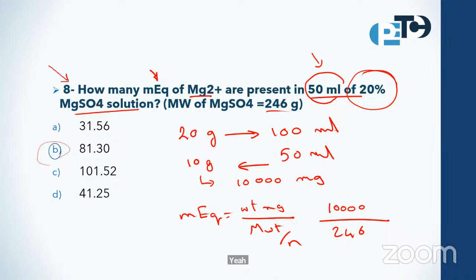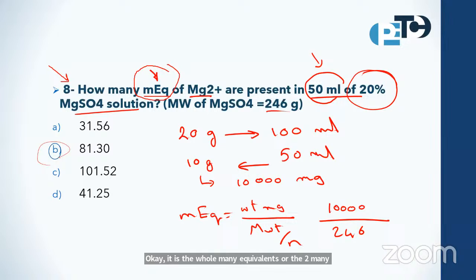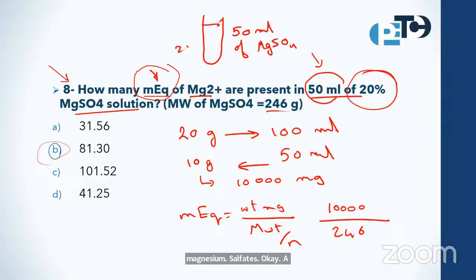Okay. Here he needs the number of milliequivalents of magnesium, the total milliequivalents present in 50 milliliters. So we have a tube or bottle containing 50 milliliters of magnesium sulfate. Its concentration is 20%. You need to know how many milliequivalents. How can we do that?